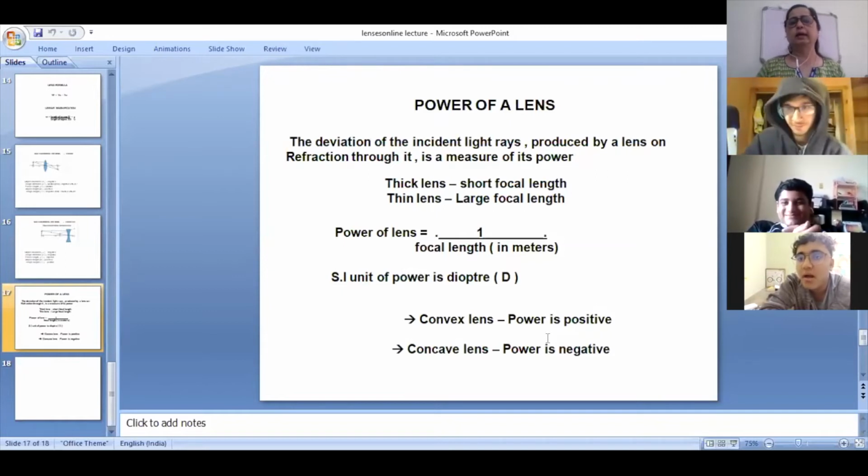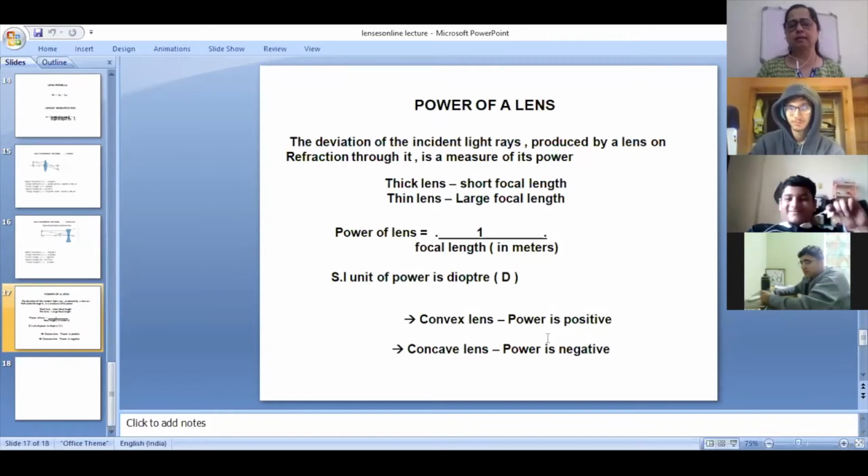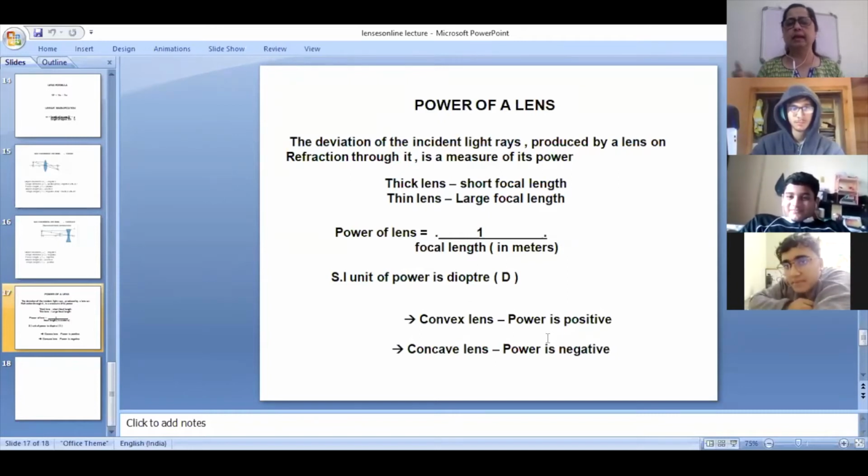And a concave lens has a negative power, right? Because the focal length is negative. So those children who have a power of -1 are wearing concave lenses in their spectacles, and those who have a power of +2.5 or +3 are wearing convex lenses. But usually at your age, I think most of you must be having a minus power, right?